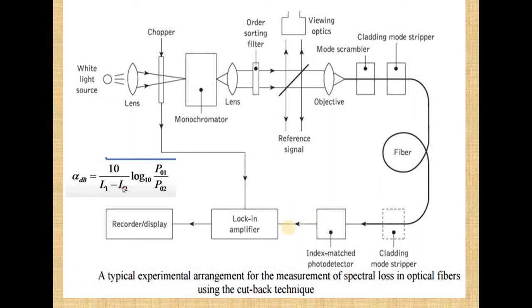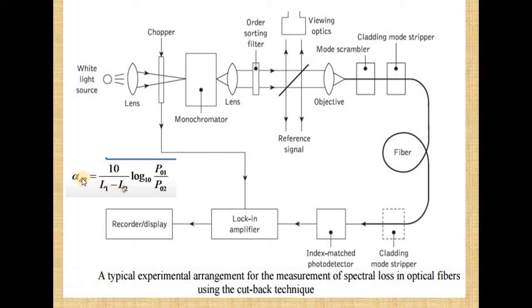After that it is passed to the lock-in amplifier. The lock-in amplifier amplifies only the wavelength of the signal that matches the reference signal. Then the attenuation is going to be measured on your display.